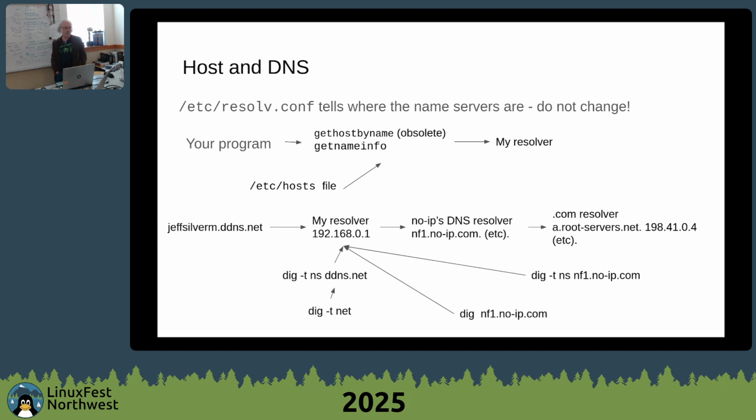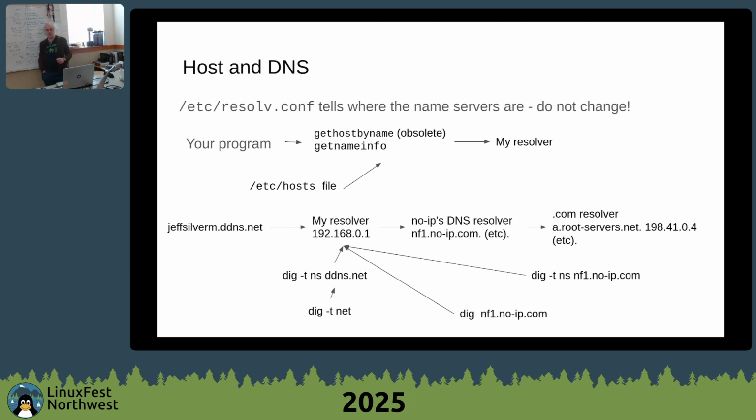So in this particular case, if I'm looking at jeffsilverm.ddns.net, it's going to go to my resolver. Now, my resolver doesn't know what jeffsilverm.ddns.net is because it's not in my /etc/hosts file. So it's now going to make a DNS query to the resolver for my home network. That resolver happens to be in my router, so it's going to have IP address 192.168.0.1. My router's DNS server will either have that name cached or it won't.